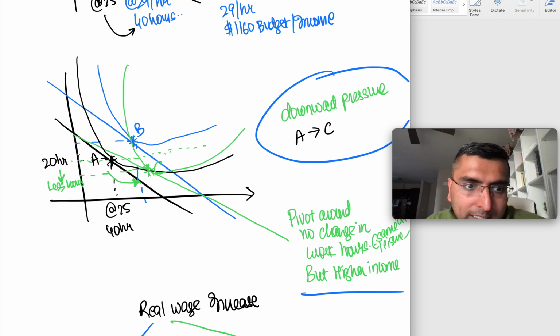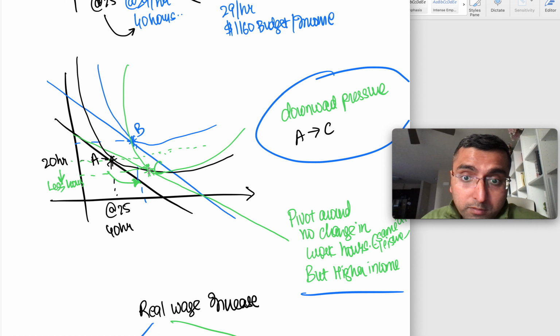Because what you're saying is that, hey, look, I want to not spend as much time in leisure because there is an opportunity cost of getting more money if I were to work, meaning I will substitute leisure out. So there is a downward pressure on substituting leisure out. So there's a downward pressure from A to C, and there's an upward pressure from A to B. And we don't know the extent to which these pressures exist, right?